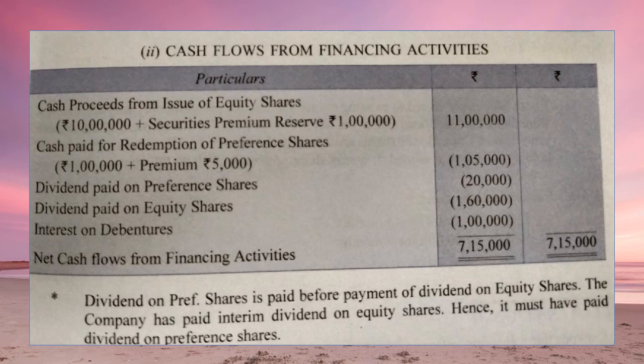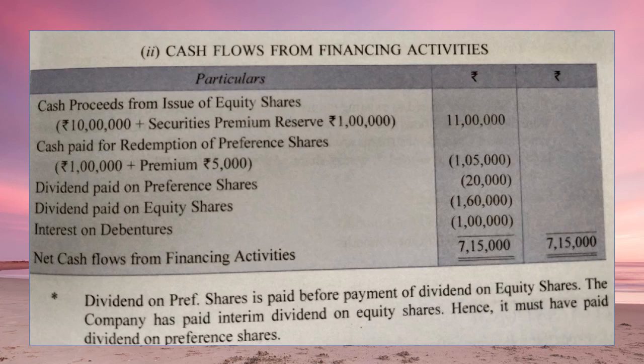Cash paid for redemption of preference shares. See, this is the total amount of money that will be paid. Cash has been paid, there is an outflow of cash. Whenever there is an outflow, the amount will be subtracted, it will be minus. Means rupees 1 lakh 5,000 have been paid. Dividend paid on preference shares 20,000 minus. Dividend paid on equity shares has been paid, again minus. Interest on debentures, again an expense. These items were added in CFO and now they will be subtracted. The overall result, net cash flow, see the result is positive. When the result is positive, you will write flow. Net cash flows from financing activities is rupees 7 lakh 15,000.